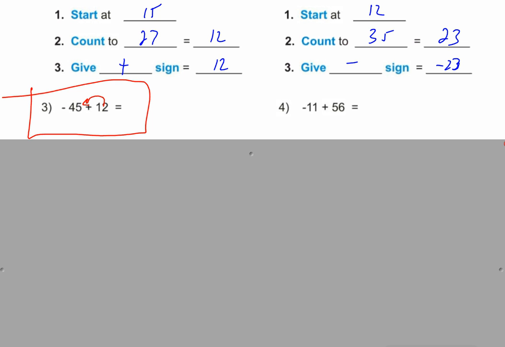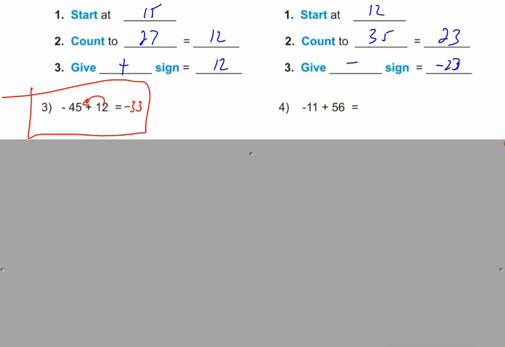12 of them are gone. So by counting from 12 to 45, I'll figure out how many are left, right? So from 12 to 45: 22, 32, 42, 43, 44, 45. That's 33 of the negatives left. The answer is negative 33. That's what's going on. That's why the answer is negative 33.